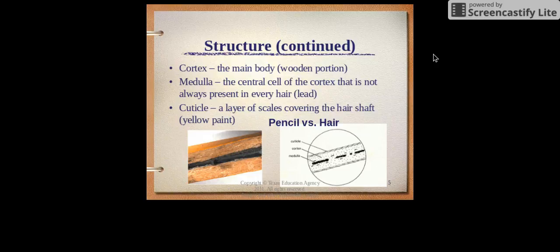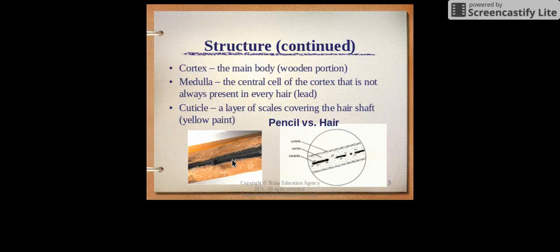Okay, so we're going to look at the morphology and structure of hairs. There are several parts to a strand of hair that are going to be unique to the type of animal species that we are examining. So we have the cortex, which is the main body. We have the medulla, which is the central area. That long singular black line here is what would be considered the medulla.